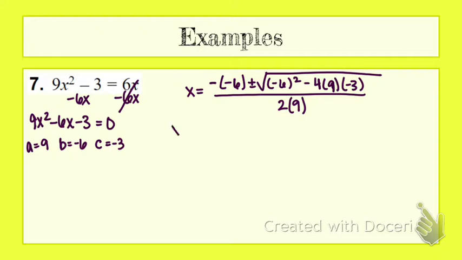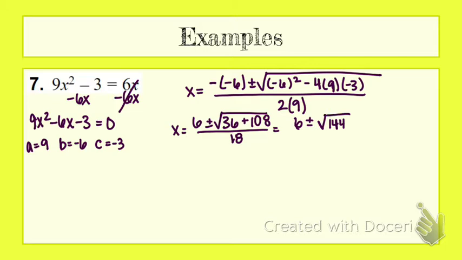And simplify, x equals positive 6 plus or minus the square root of 36 plus 108, all divided by 18, which simplifies again to 6 plus or minus the square root of 144, all over 18. The square root of 144 is 12. You can find these out by using a calculator. And that's going to give us 6 plus or minus 12 over 18.